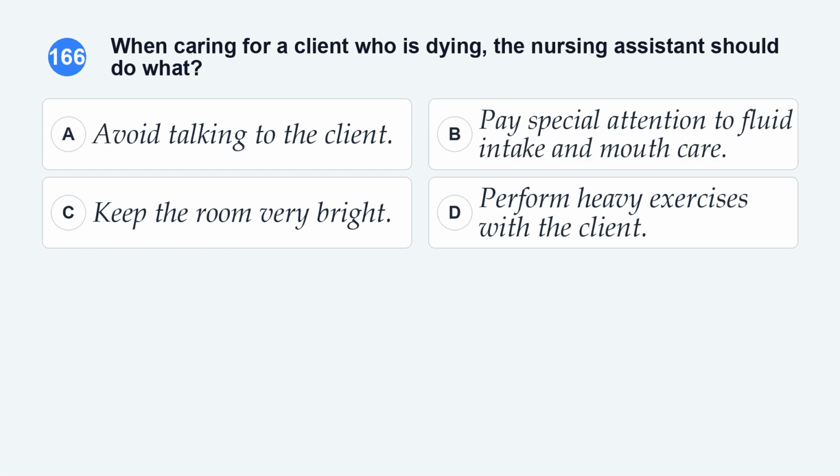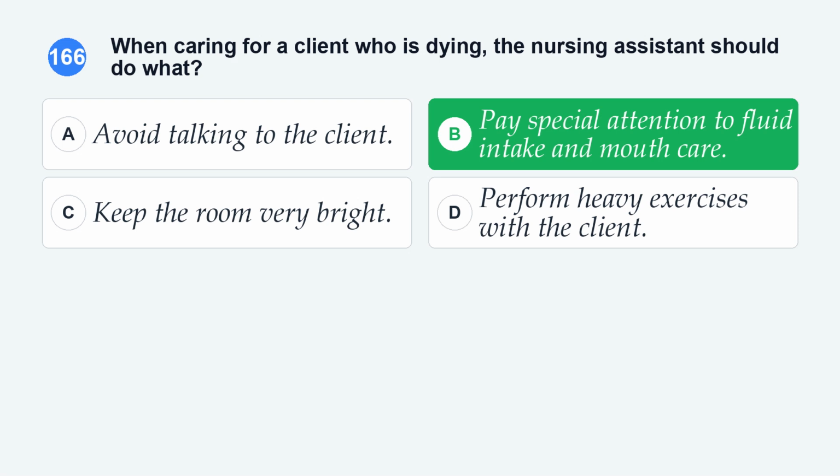Question 166. When caring for a client who is dying, the nursing assistant should do what? Option A. Avoid talking to the client. Option B. Pay special attention to fluid intake and mouth care. Option C. Keep the room very bright. Option D. Perform heavy exercises with a client.